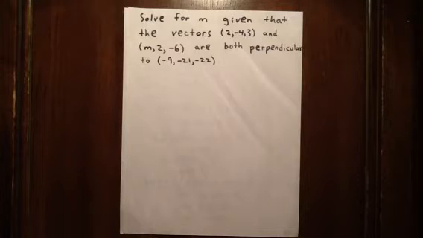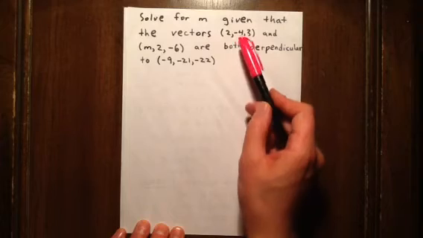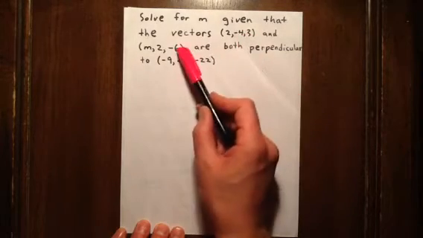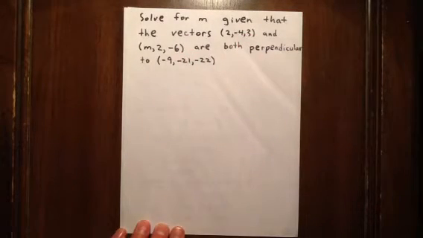In this question we want to solve for m, given that the vectors (2, -4, 3) and (m, 2, -6) are both perpendicular to (-9, -21, -22). Well, it's really easy to find a vector that's perpendicular to both of these. We simply have to find the cross product of these two vectors.